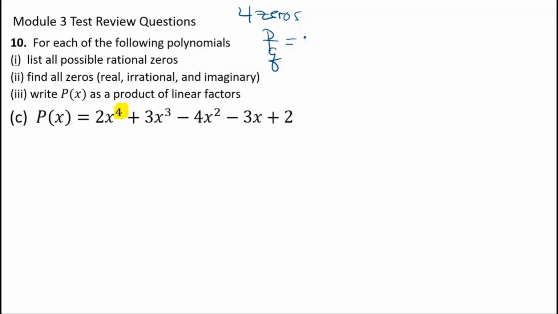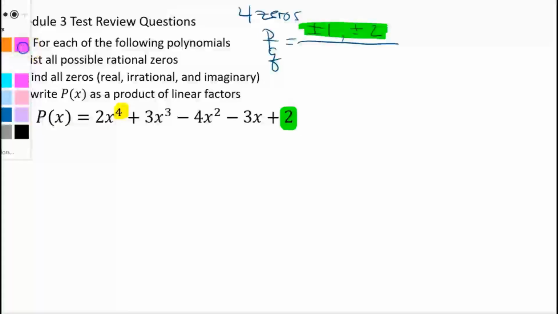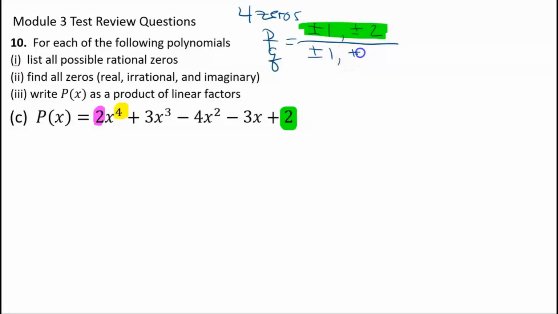You don't have to write that, but what you do need to do is put all the factors of the constant. What's the constant? 2. All the factors of 2 go in the numerator. So plus or minus 1, plus or minus 2. Again, if I highlight that, that comes from the green 2 down here. Now, what goes in the denominator is all the factors of the leading coefficient. What's the leading coefficient? Well, it just happens to be 2 in this case also. So that's plus or minus 1 and plus or minus 2.